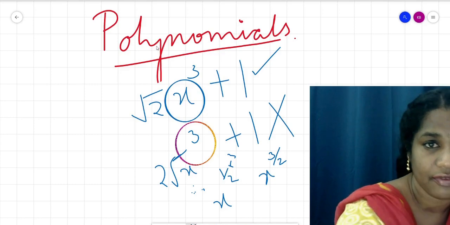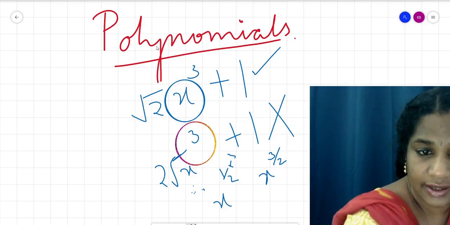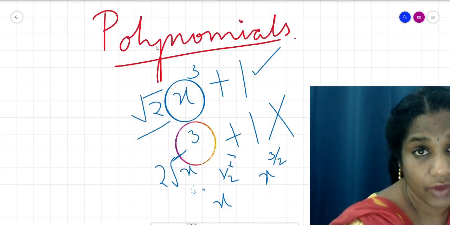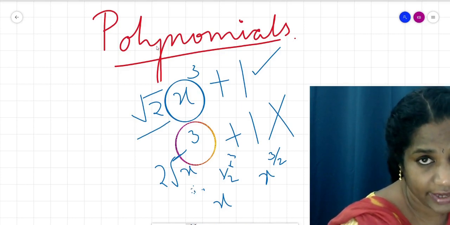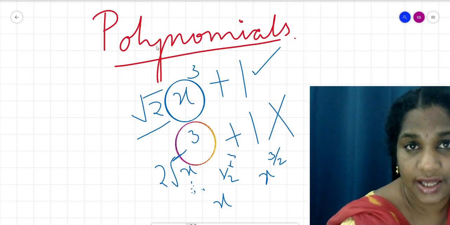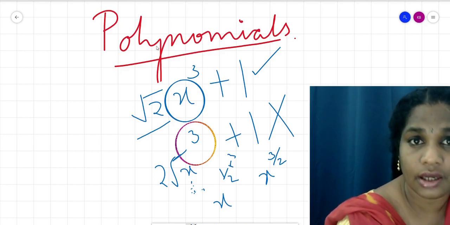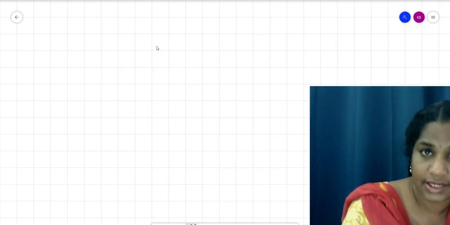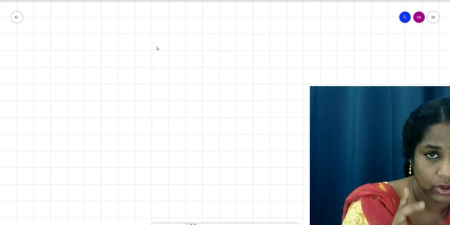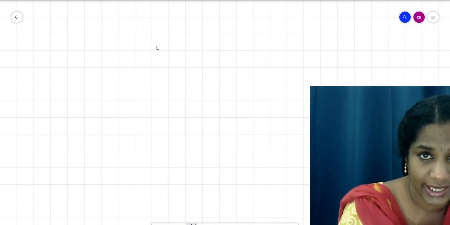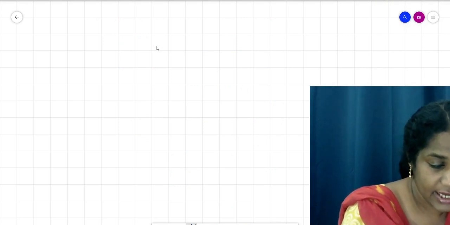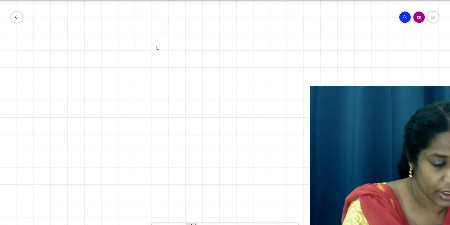Understood? What is the difference between these two? Here our coefficient is in under root and here the variable is in under root. If variable is in under root, it is not a polynomial. Perfect? Is that clear? Now two things. What was it? The power cannot be negative. The power cannot be in fraction. Is that clear? Good.